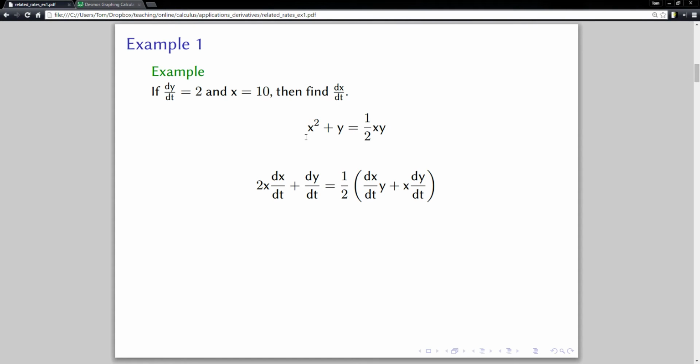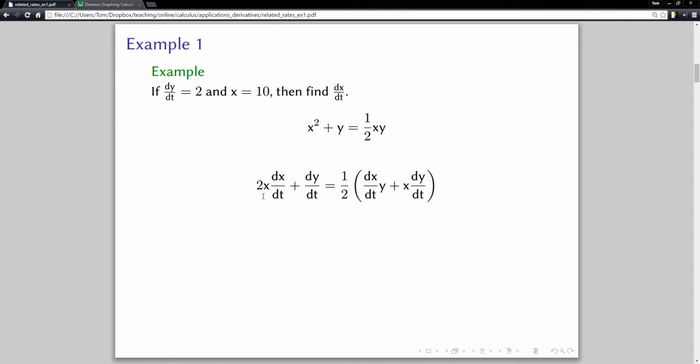So first off, when I go to take the derivative of the left-hand side, I have the sum of two functions, x squared plus y. So by the sum rule for derivatives, all I have to do is take the derivative of x squared, and then add the derivative of y. So the derivative of x squared is 2x by the power rule.